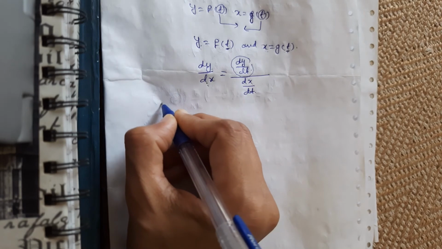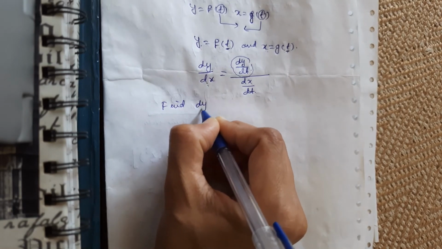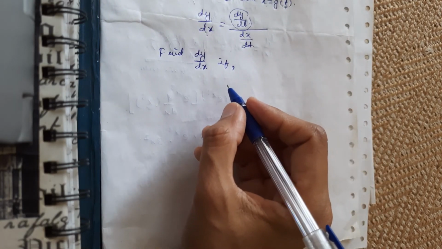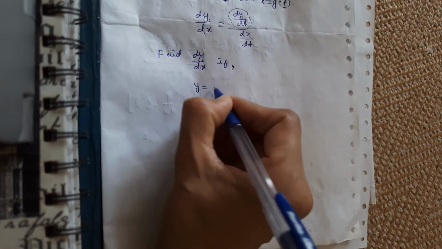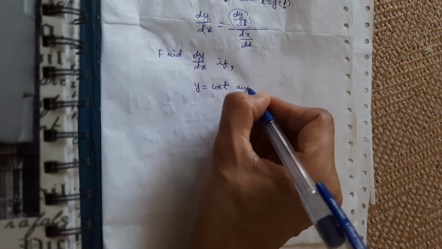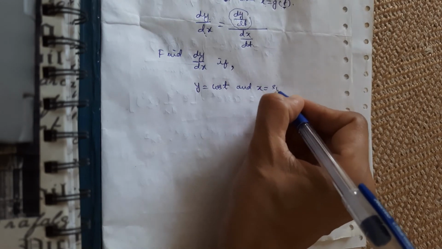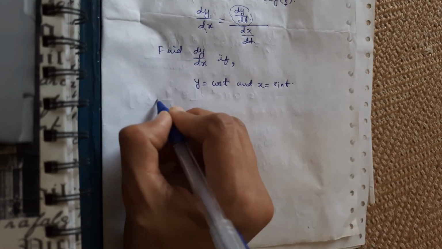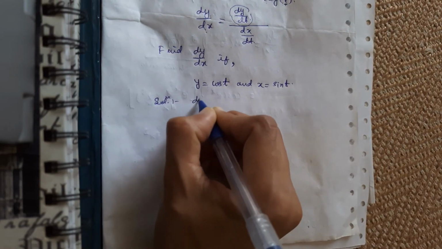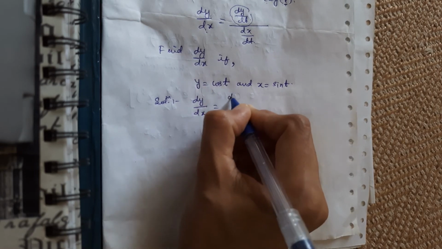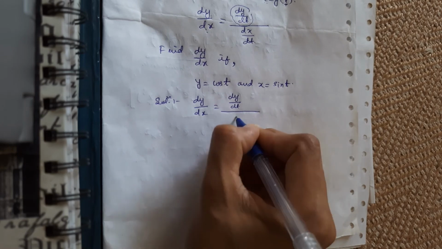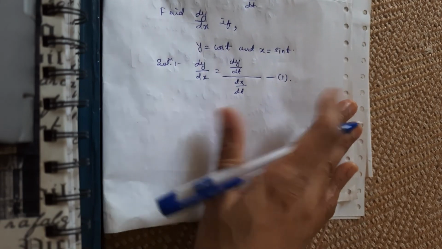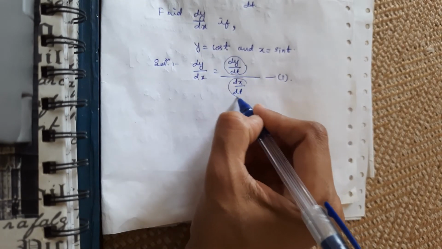Suppose find dy by dx if y equals cos t and x equals sin t. Okay, solution, I am writing here. Dy by dx is given by dy by dt upon dx by dt. Let this be equation number 1. Now separately I am finding the numerator and denominator.